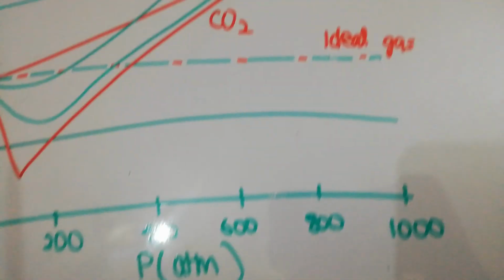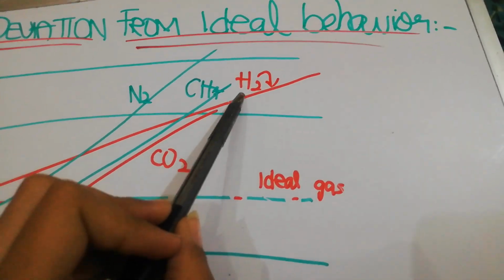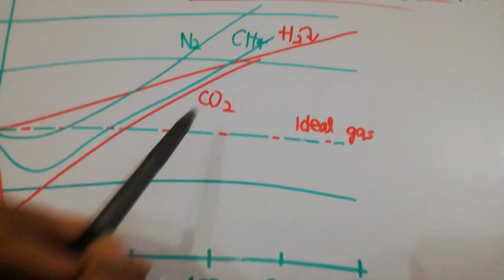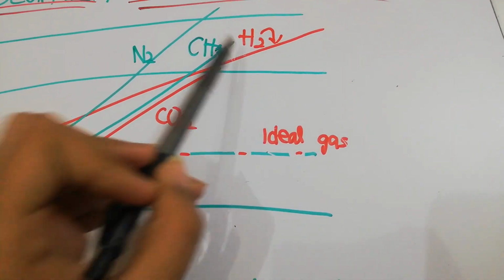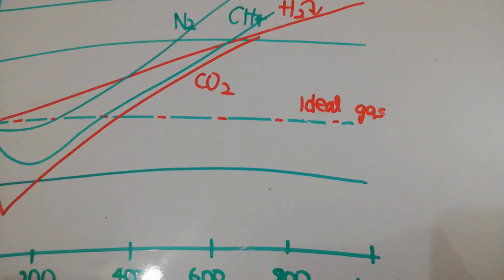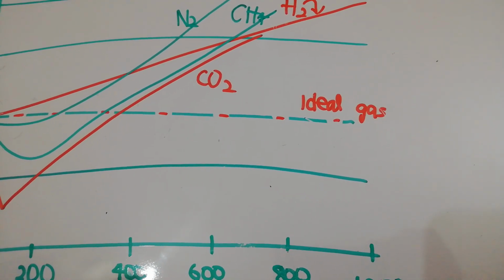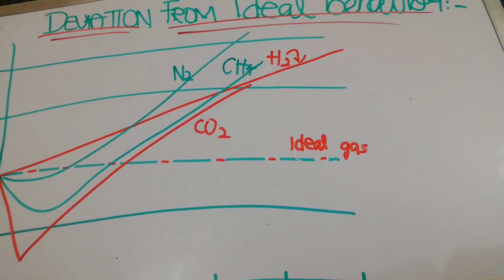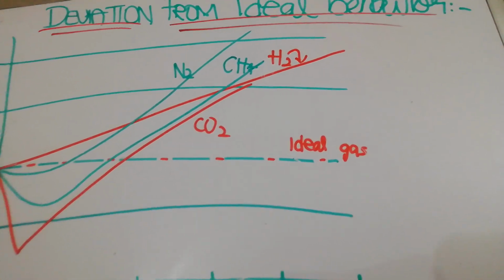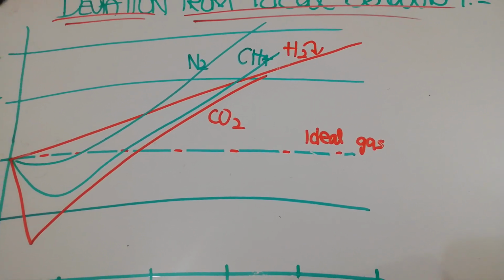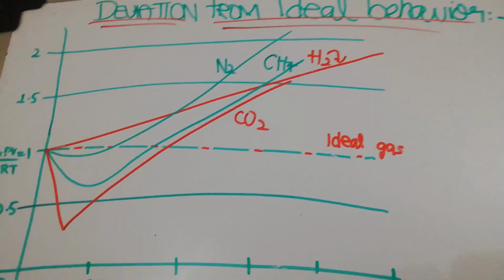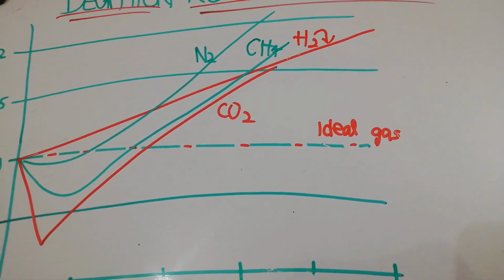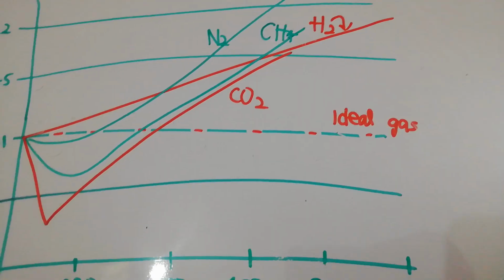So let's first look at hydrogen. Now hydrogen shows only positive deviation. Why is that? This is because hydrogen has a small size. A smaller size means lesser London dispersion forces, which means lesser attractive forces. And hydrogen is the smallest, which means it's going to have the least London dispersion forces, and as a result, attractive forces between hydrogen molecules are not really going to exist in a gas, because they're very far apart from each other as well.